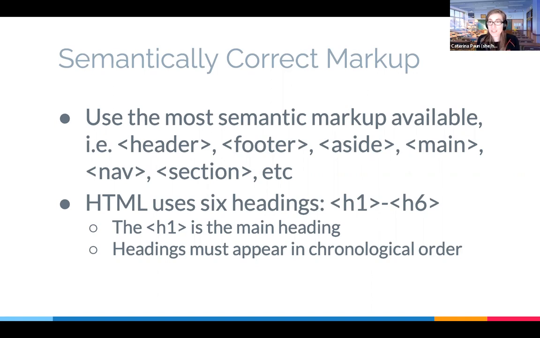In terms of semantics, the other thing is that HTML has 6 headings, H1 through H6, and every page is expected to have one H1 element, which is going to be the main heading. It's not a violation if your page does not have an H1, but you will get a warning whenever you run an accessibility audit, because the expectation is that your page will always have an H1. As for the other headers, on your page you can have more than one H2 through H6, but only one H1, and the headings must appear in chronological order.